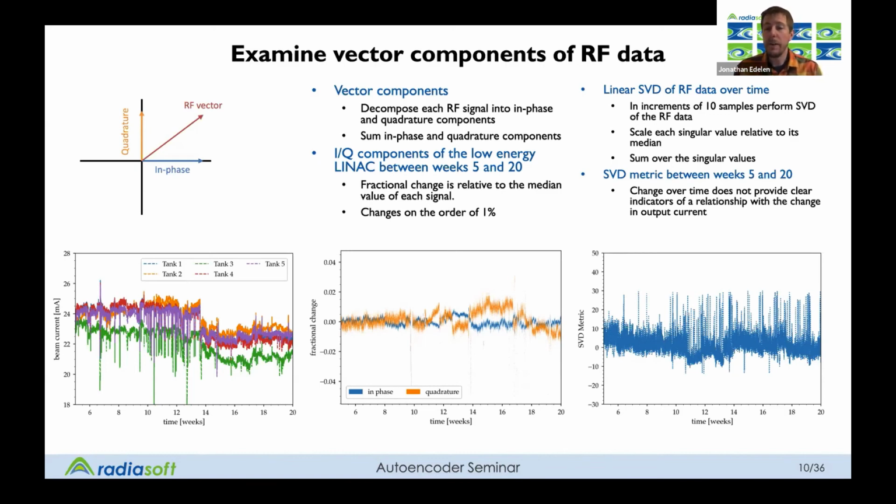Another thing we looked at was just a simple singular value decomposition. Here the idea is you look at chunks of data across the 20-week period and you compute the singular values, and then you aggregate over the singular values to get a net parameter. If you want to know how we do the aggregation, we can talk about that later. But basically, this singular value decomposition again shows some shift in the RF state, but it's hard to say there's a very clear change that's correlated with the change in the beam current that we can see on the left.